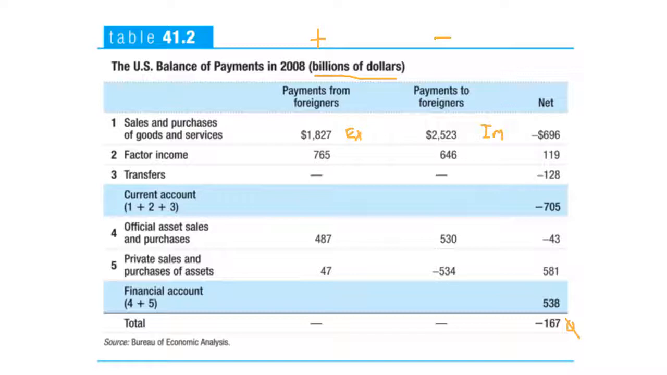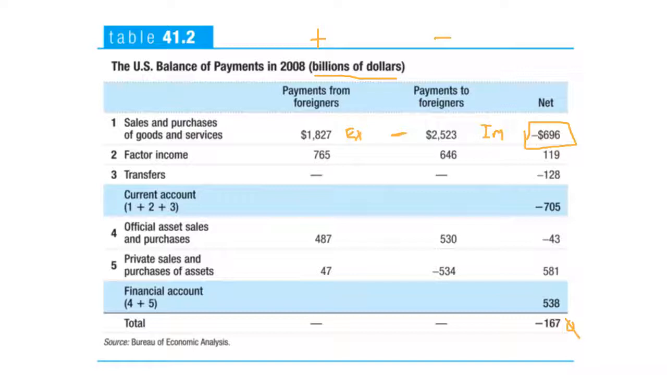So you take the payments from foreigners and you subtract the payments to foreigners to get our net. We have a negative net for goods and services because we import more than we export. Factor income, we're going to talk about that. There's a lot that's included in factor income.